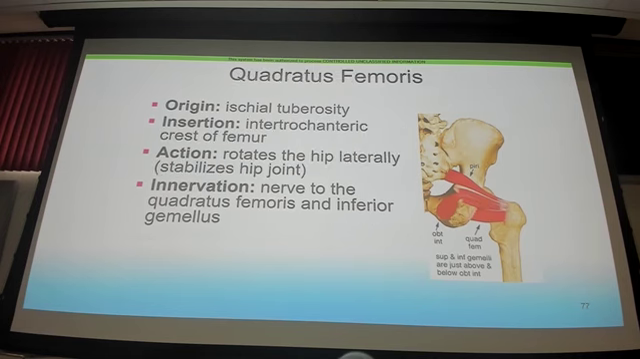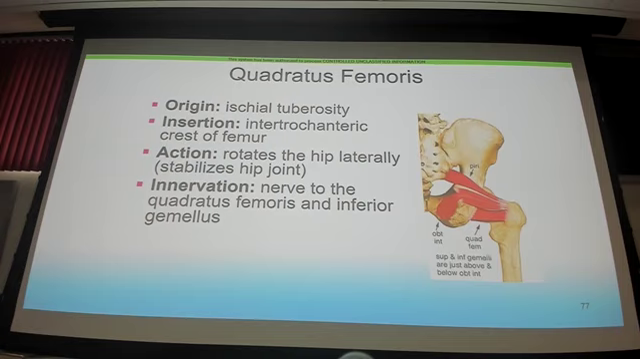Then we have quadratus femoris, which is this muscle we find here. Ischial tuberosity to the intertrochanteric crest. Remember, on the posterior side of the femur, it's a crest. When we look at the anterior side of the femur, between the greater and lesser trochanter, it is an intertrochanteric line.